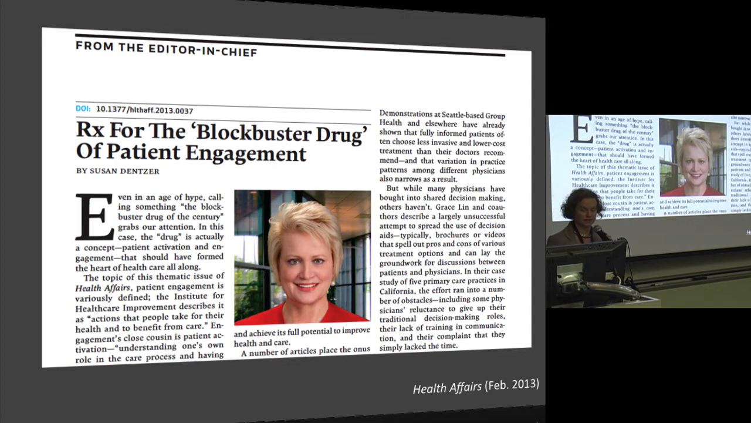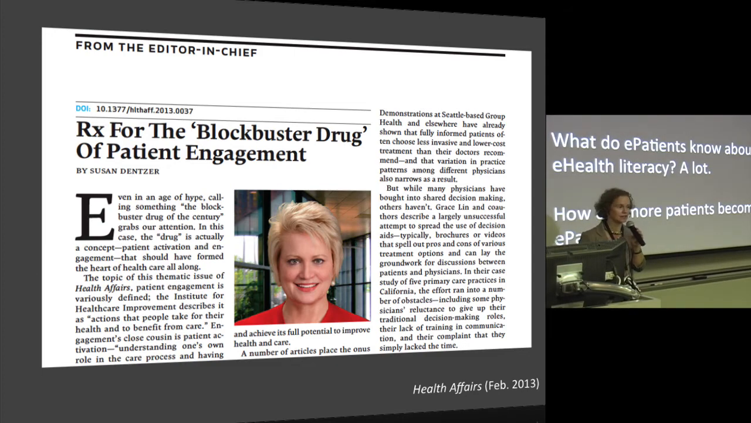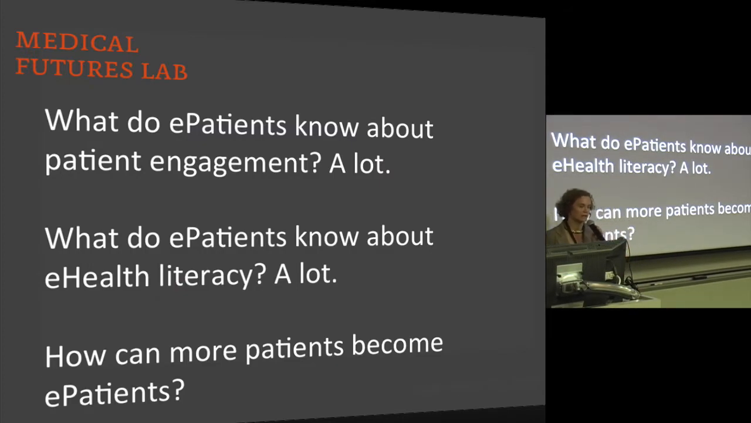In this case, the drug is actually a concept, patient activation and engagement, that should have formed the heart of healthcare all along." So there's clearly some great potential linked with the possibility of patient engagement, and the question is, what does this have to do with eHealth engagement and with eHealth literacy?